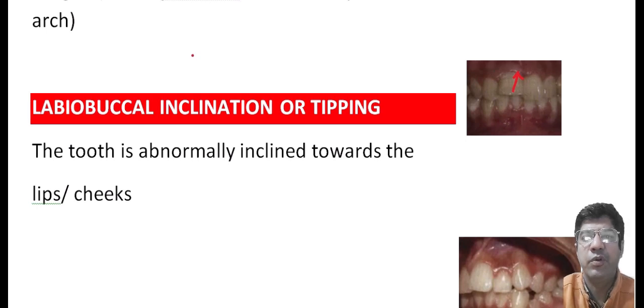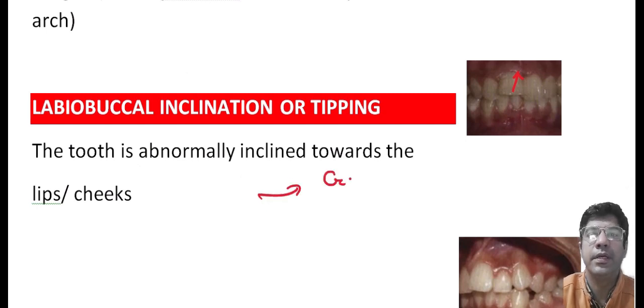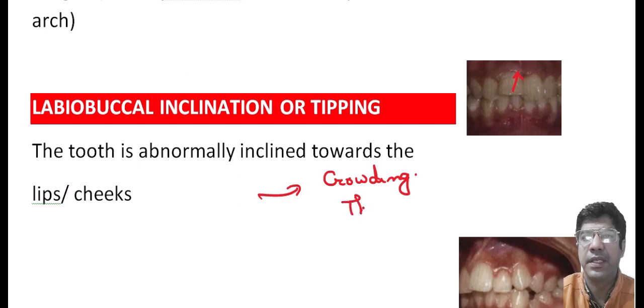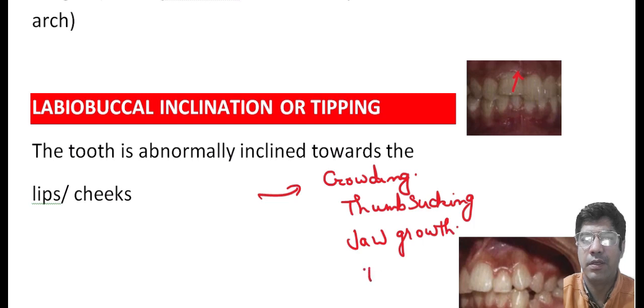These types of tooth malposition can result from various factors like crowding, habits like thumb sucking, abnormal jaw growth, or trauma.